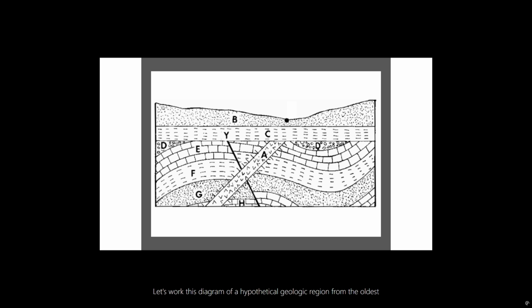Let's work this diagram of a hypothetical geologic region from oldest event to youngest. First, we know that H, G, F, E, and D were deposited in that order by the principle of superposition. Next, those layers were acted upon by tectonic forces and were folded.